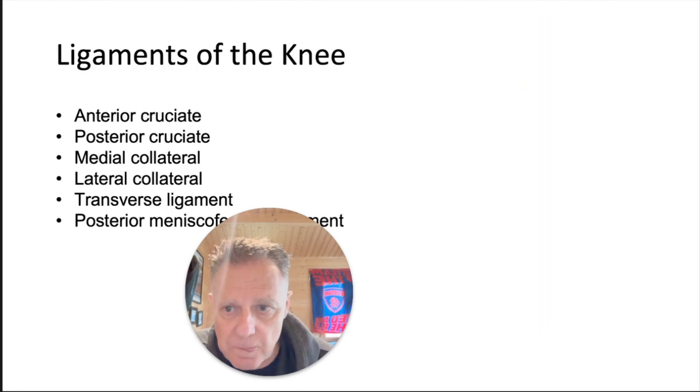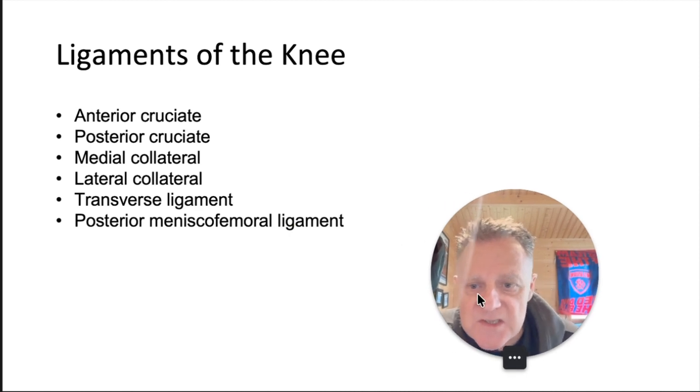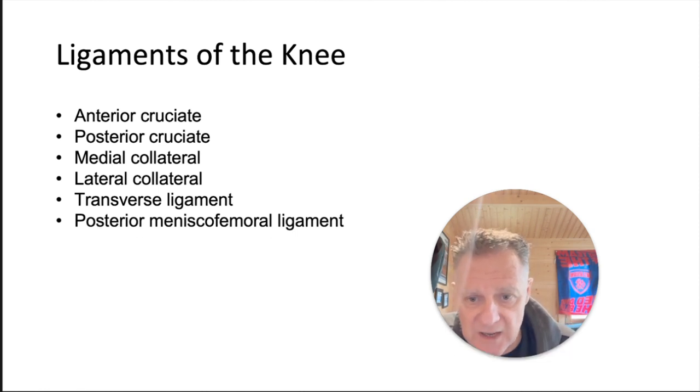the foot. As far as ligaments of the knee go, we're going to have a look at the anterior and posterior cruciates, the medial and lateral collateral ligaments, so they're obviously in the knee, as is the transverse ligament and as is the posterior meniscofemoral ligament as well.